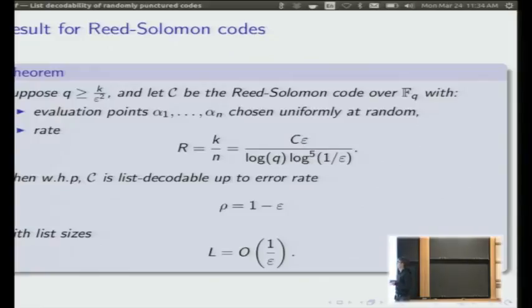Right, so if it's polynomial in epsilon, that's fine. Sometimes you might want to think of it as being exponential in 1 over epsilon, in which case that's bad. So there is a large parameter regime in which this is really beyond the Johnson bound. But in particular, it means that if epsilon is constant, then this is not constant.